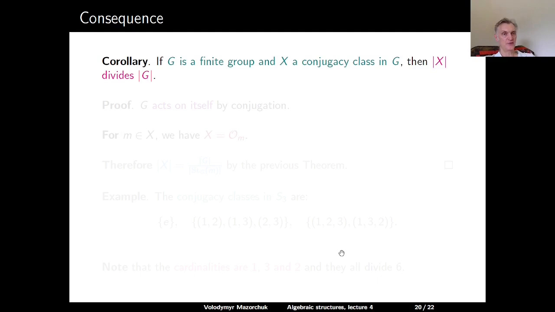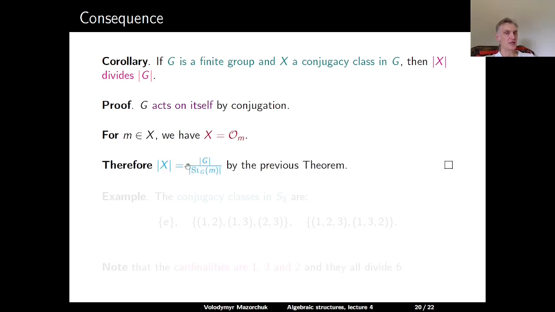Here's a consequence from this corollary. If G is a finite group and X a conjugacy class in G, then the cardinality of X divides the cardinality of G. Proof. G acts on itself by conjugation. So if you take an element M in X, then by definition of the conjugacy class, X is equal to the orbit of M. And so the cardinality of X by the previous theorem is equal to the cardinality of G divided by the cardinality of the stabilizer of M. And so the cardinality of X divides the cardinality of G.